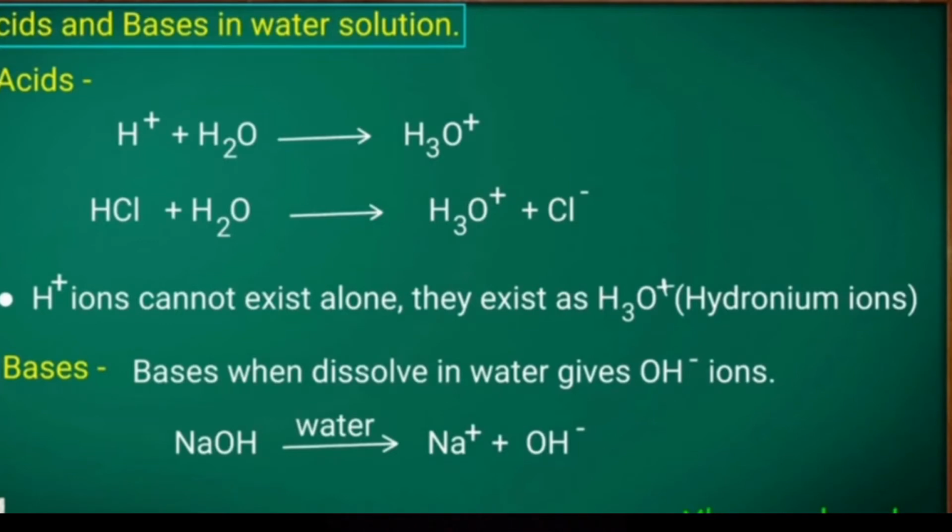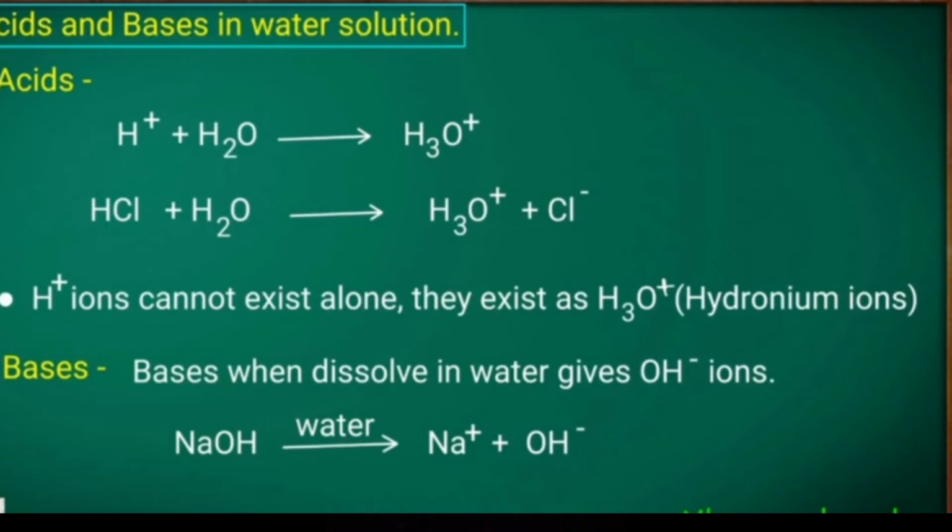First, in case of acid, when hydrogen plus ion is dissolved in water, it gives H3O plus, means hydronium ion. We can give an example. When HCl, means hydrochloric acid, dissolves in water, then hydronium ion and chloride ion are produced. And here H plus ion cannot exist alone, so it exists in hydronium ion form. You can see this example.